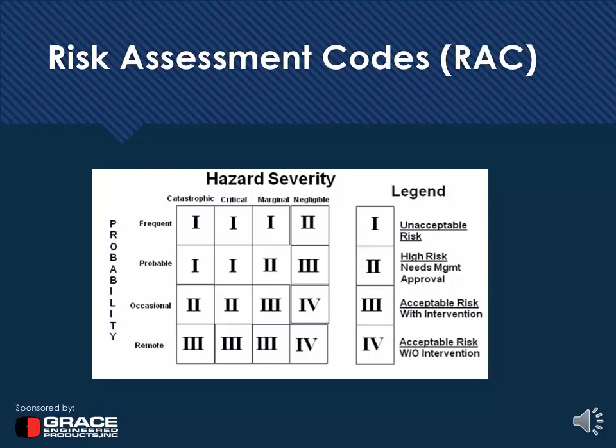The key point to get from this slide is that management gets to decide what numbers go in these boxes. In other words, how much risk are they willing to accept without intervention, all the way up to what they consider unacceptable risks that are going to need some sort of intervention. So it is critically important that this code be assessed with management decisions integrated into it, because it's going to drive the hazard assessment process later on. Let's go to the next slide.